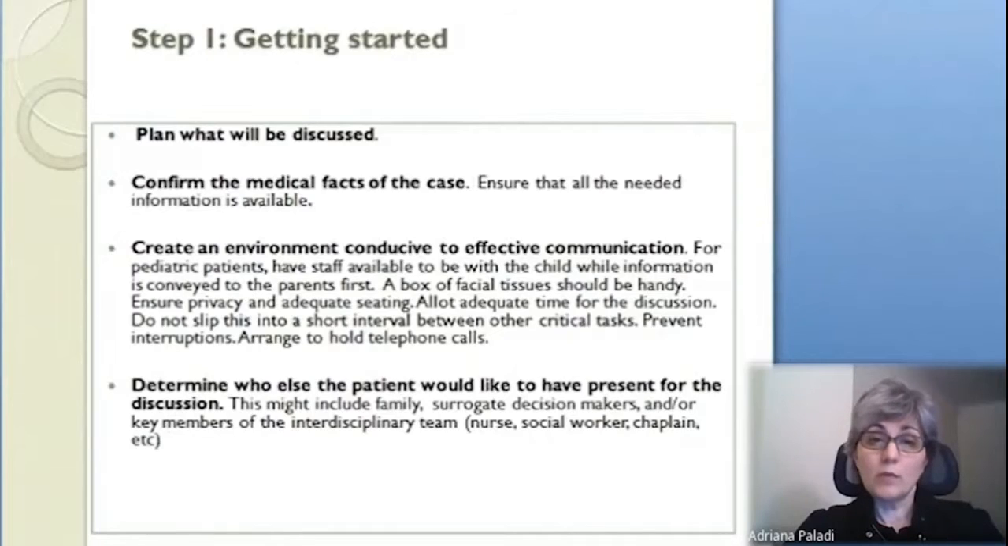And the last requirement is that the physician has to determine who else the patient would like to have present for the discussion. This might include family members or the decision maker or any key member of the palliative team, like a nurse, social worker, chaplain, or somebody else.